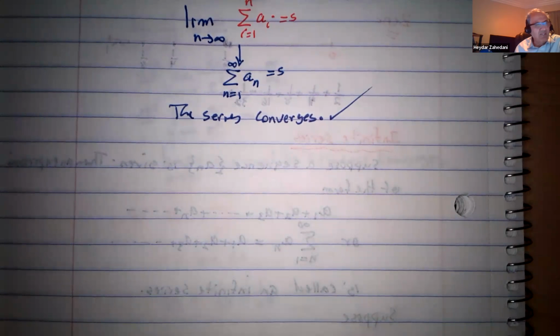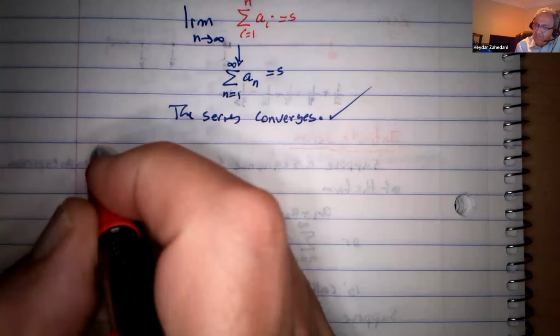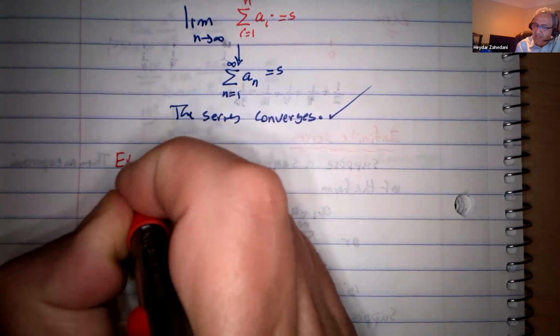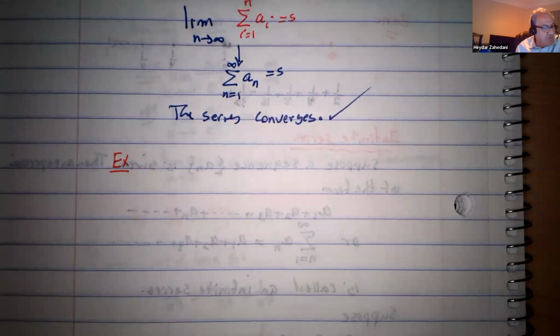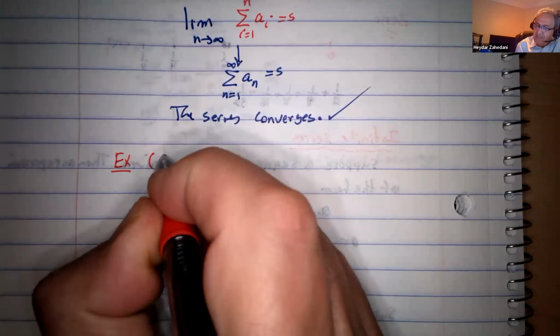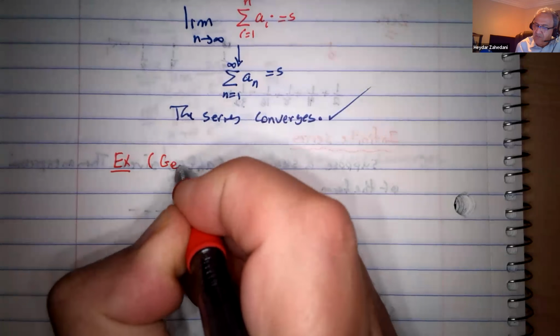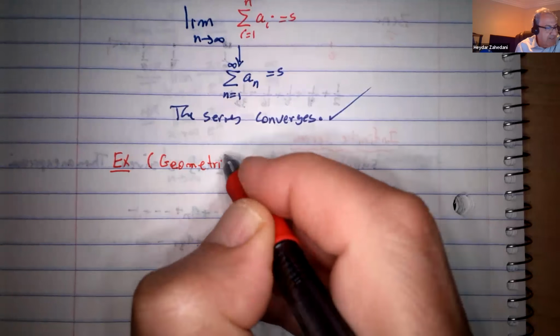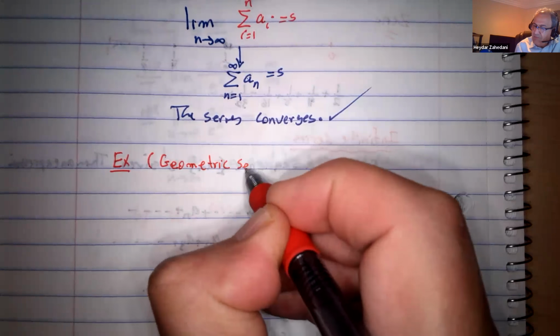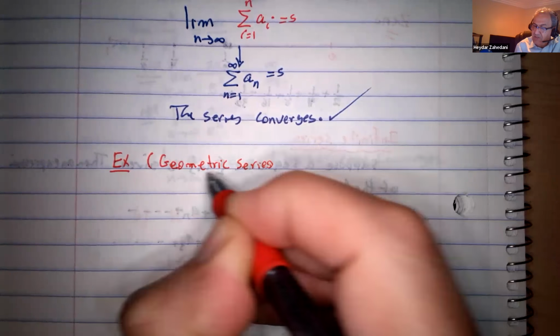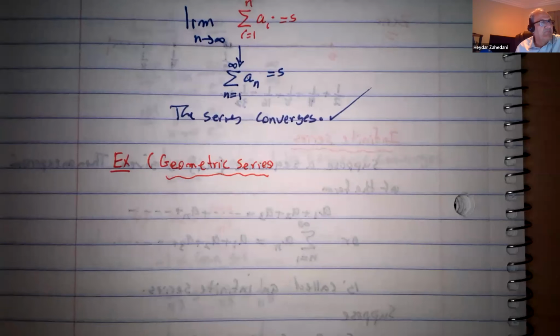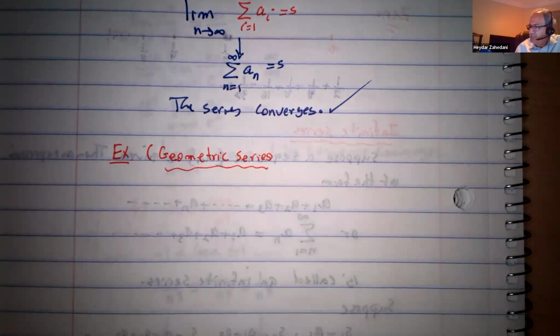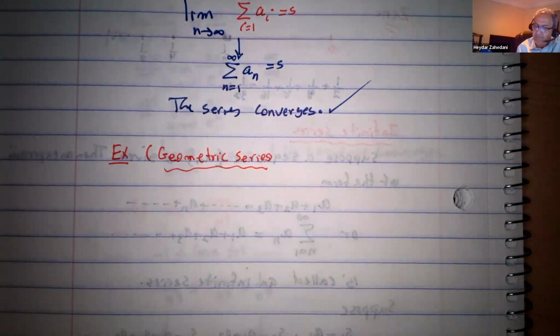It's kind of an example, but really it's not. It's kind of a theorem, if you like. But I write it down as an example so that you know this is the one that you have to know. Geometric series, the most popular series in calculus or in mathematics, really. What is a geometric series? You may know geometric progression. It's the same thing.